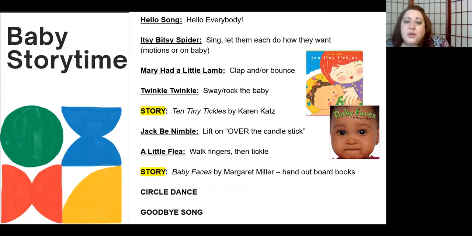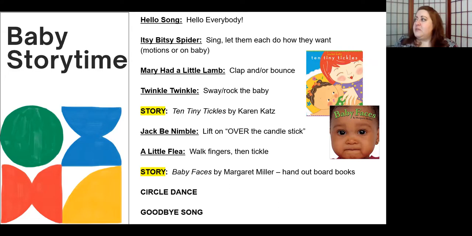Okay, so this is a baby story time outline, very similar to one I have done in the past. And it looks kind of long, but they're all songs and rhymes that are pretty quick. So you can definitely fit this in within about 20 minutes. So you know that hello song that we did at the beginning, we sang that at every story time. And then some very common ones, Itsy Bitsy Spider, Mary Had a Little Lamb, Twinkle Twinkle. For all of them, because this was a lapsit story time, we would have a puppet or a stuffed animal that we would use as our baby. And so we could demonstrate.